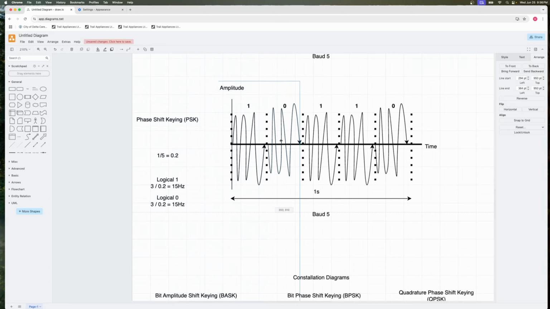because we moved this graph over by phase shift, you can see here now it's starting to go down and then up. And what we have here for the logical 1, we have 3 divided by 0.2, 15 hertz. And then the 0 is the same thing, 3 divided by 0.2, that's 15 hertz. So we're going to be passing over 2 values, which is 15 hertz and 15 hertz along this transition medium.